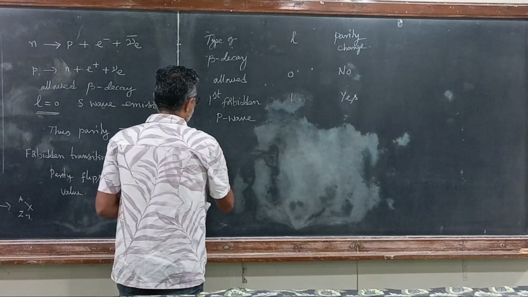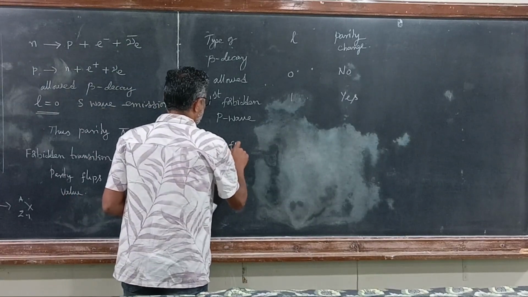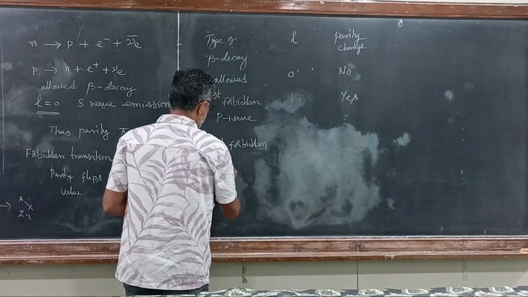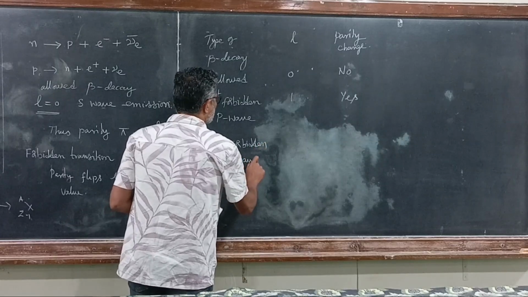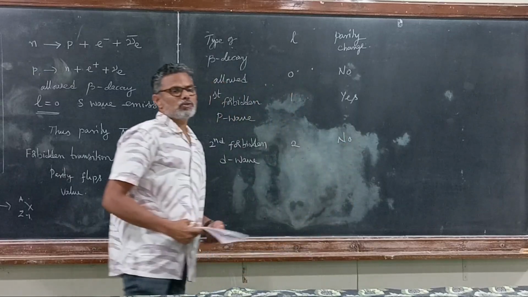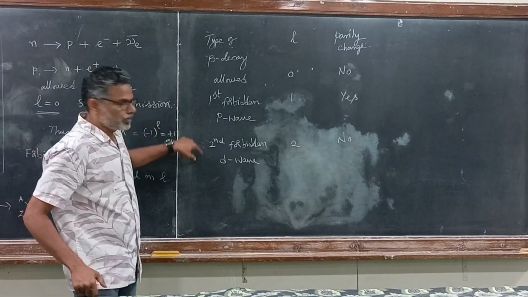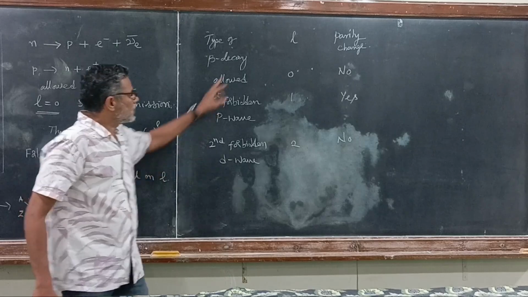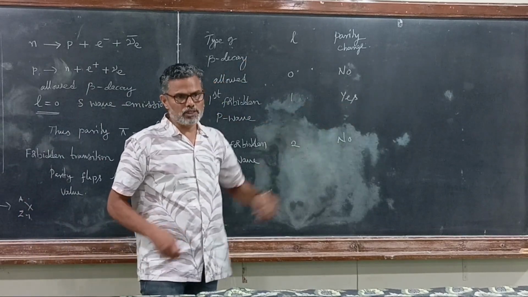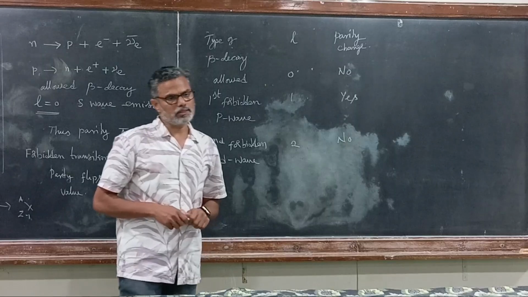And similarly, the second forbidden is a D wave. This will be L equal to 2, and there will be no parity change. So that means whenever you have an odd number of forbiddens, your L value will become an odd number, and parity will change in the beta decay process.